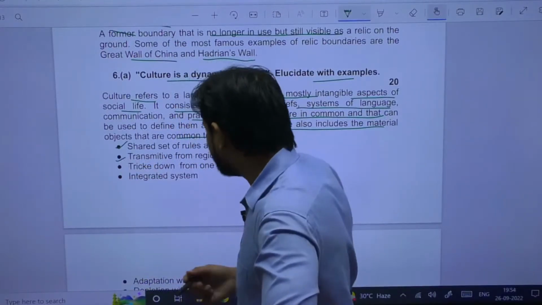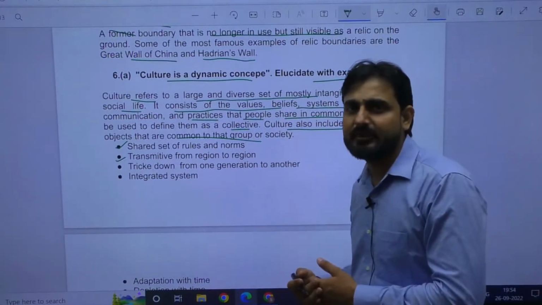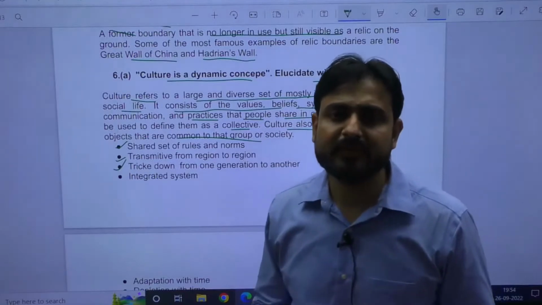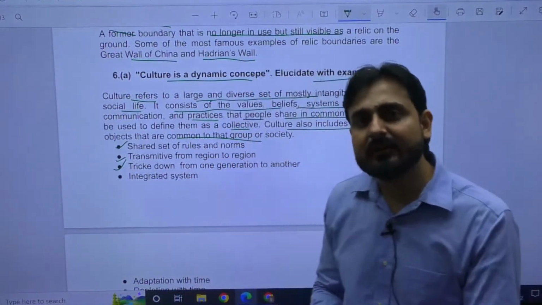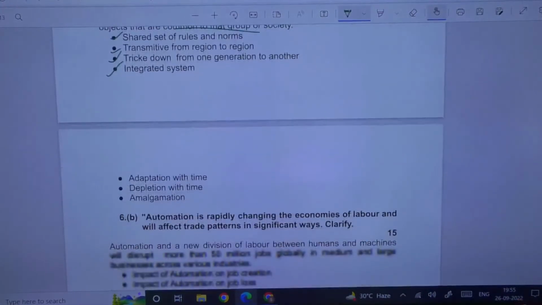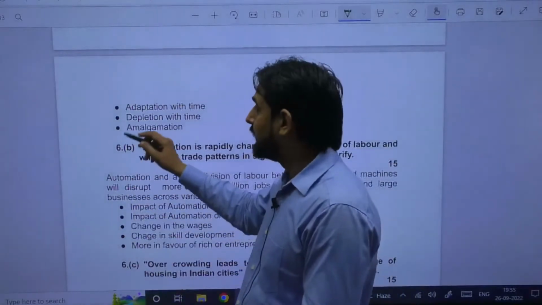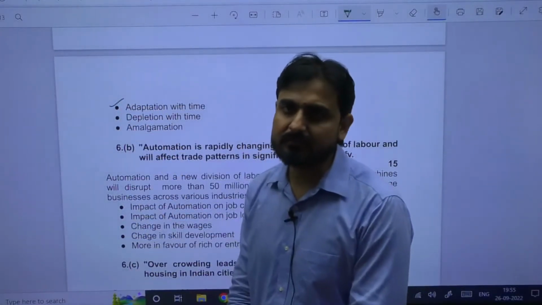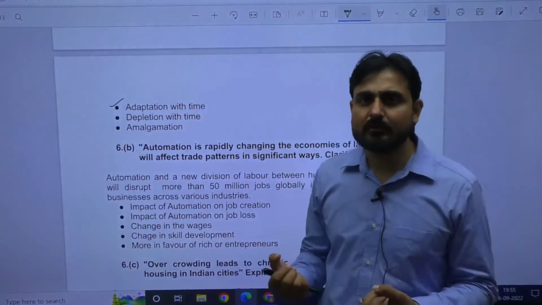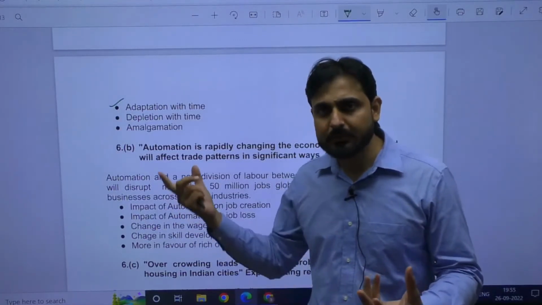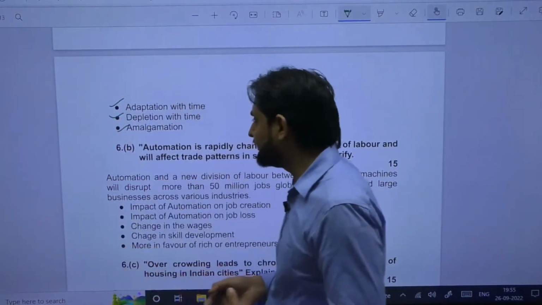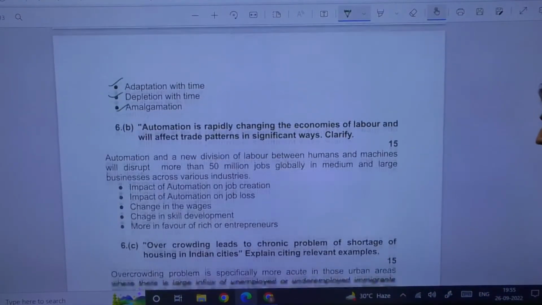Then it is transmitted from region to region. Western culture is coming to India, Indian culture is moving outside, etc. It trickles down from one generation to another generation. We notice the trickle-down impact. Then there is the integrated system of the culture. Culture shows adaptation with time. Suppose you start to live in Europe, then you start to absorb the culture of Europeans. In Goa we have the culture of Portuguese, because along with time people adopted Portuguese culture. There is depletion with time as well as amalgamation of one culture with another culture.